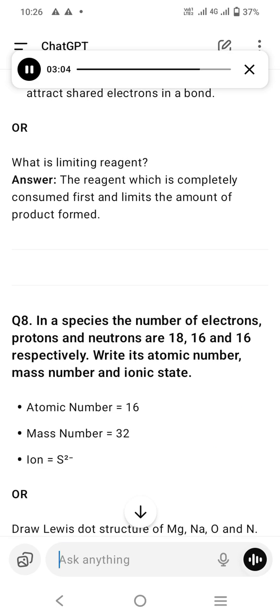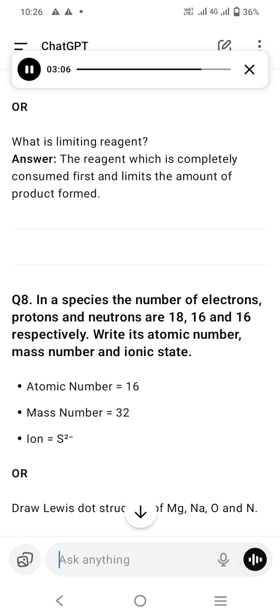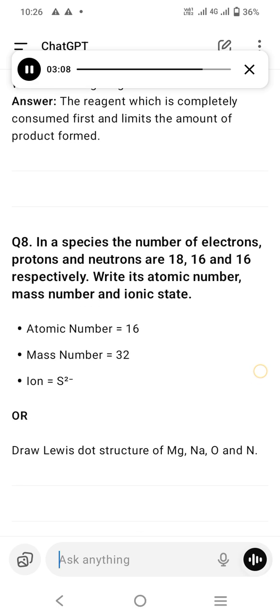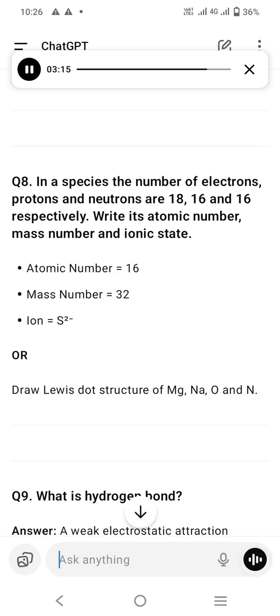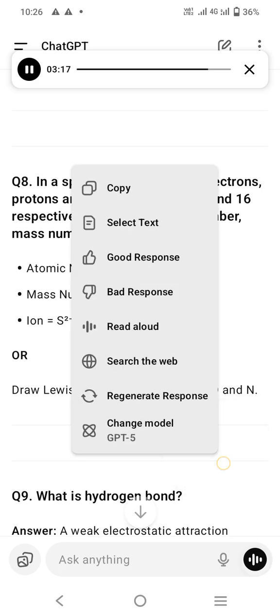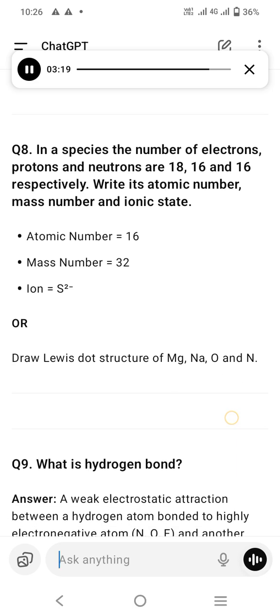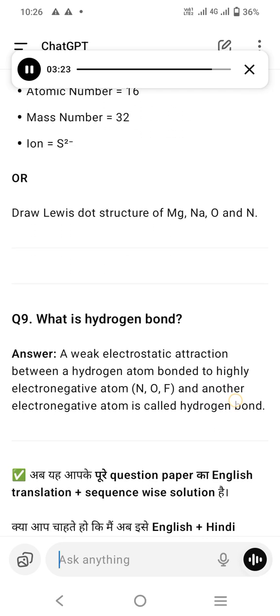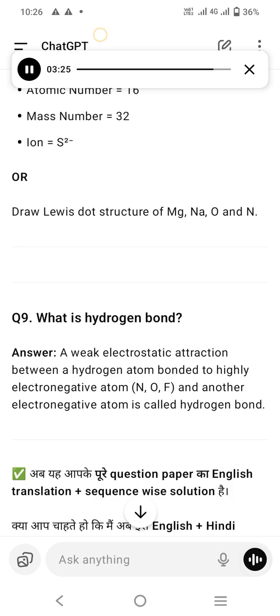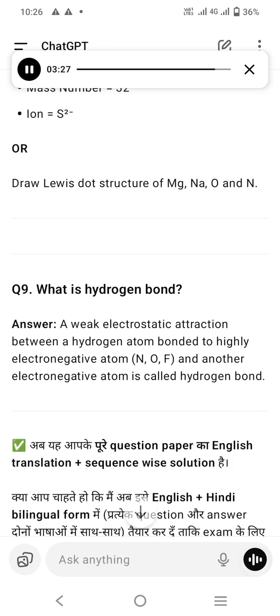Q8. In a species, the number of electrons, protons, and neutrons are 18, 16, and 16 respectively. Write its atomic number, mass number, and ionic state. Atomic number equals 16, mass number 32, ion equals S2-. Or, draw Lewis dot structure of Mg, Na, O, and N. Q9. What is hydrogen bond? Answer: a weak electrostatic attraction between a hydrogen atom bonded to highly electronegative atom, N, O, F, and another electronegative atom is called hydrogen bond.